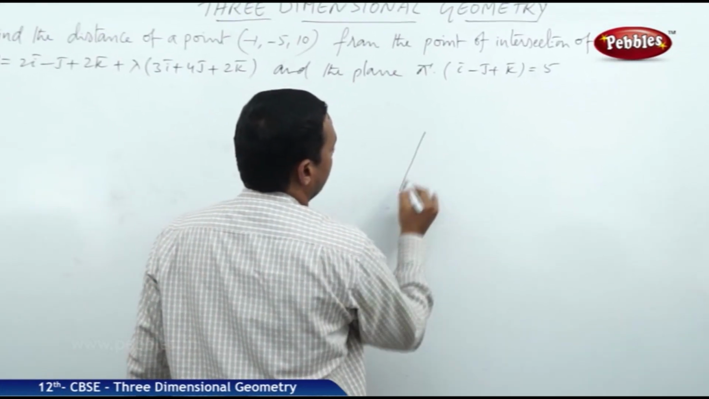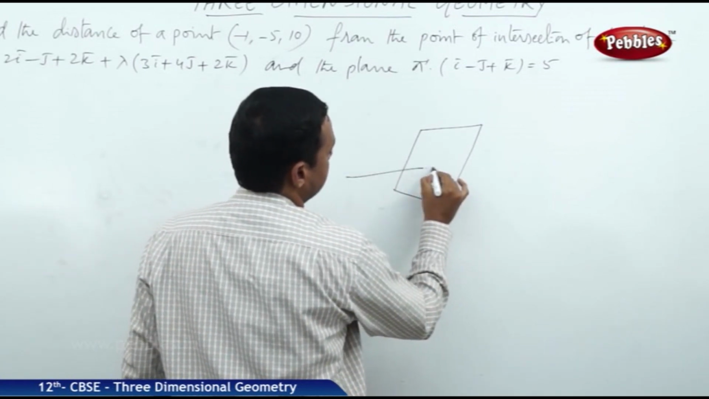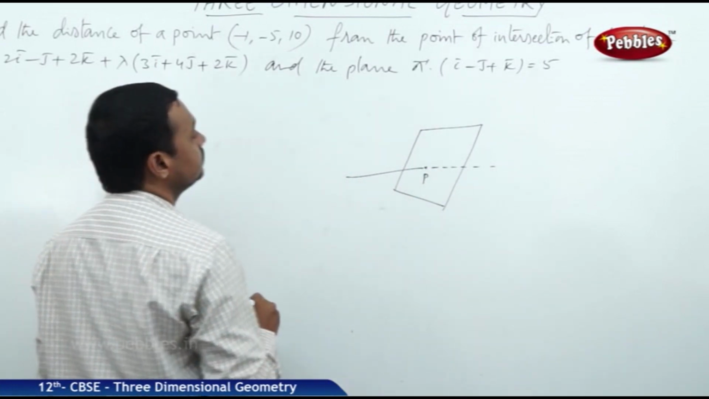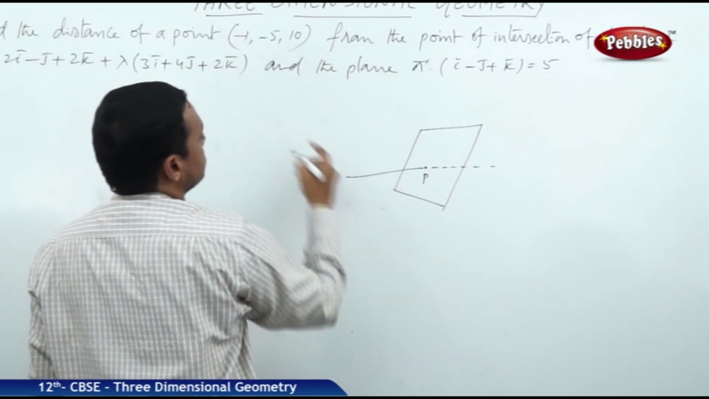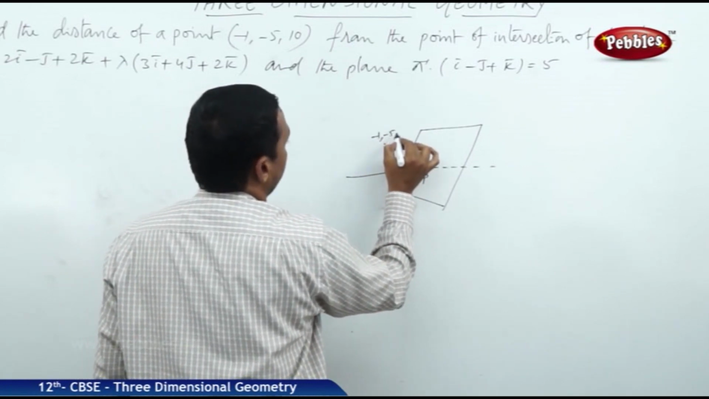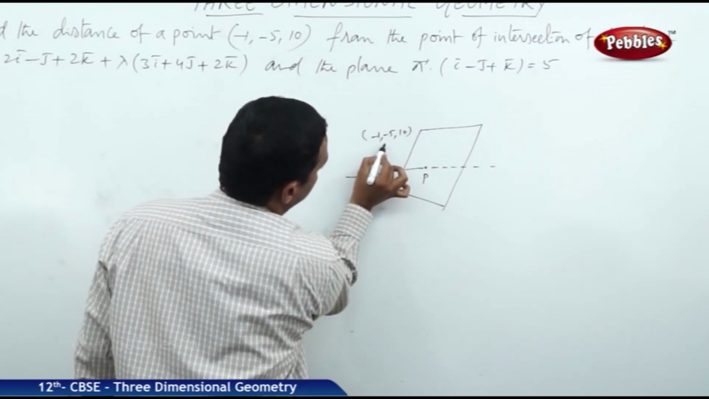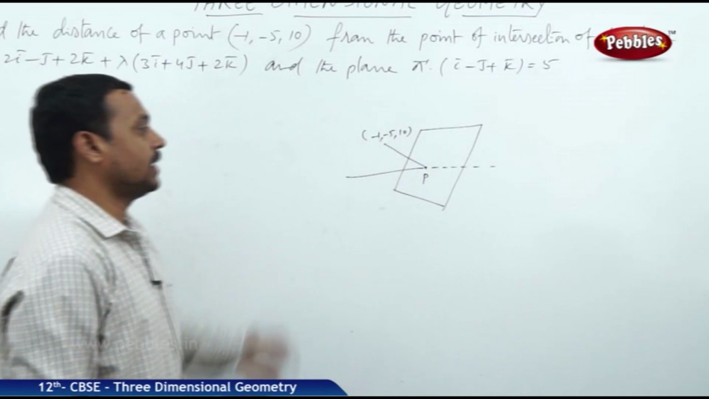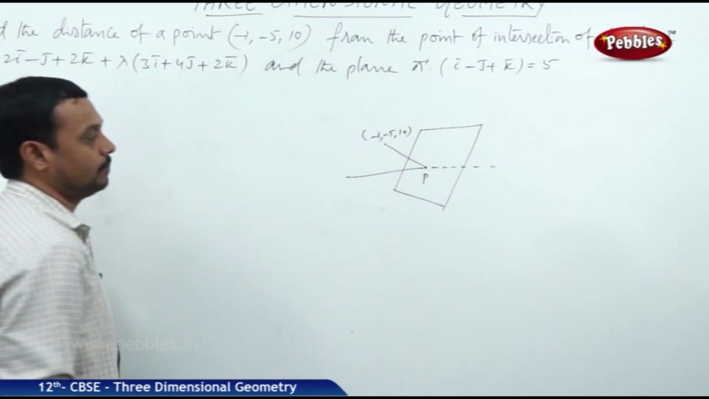Now, here is one plane and one line like this. Let P be the point of intersection of the line with the plane. And the point (-1, -5, 10) is somewhere here. Now, we have to find the distance of this point from the point of intersection of the line and the plane. Suppose if we find this point P, then we can determine the distance between them.